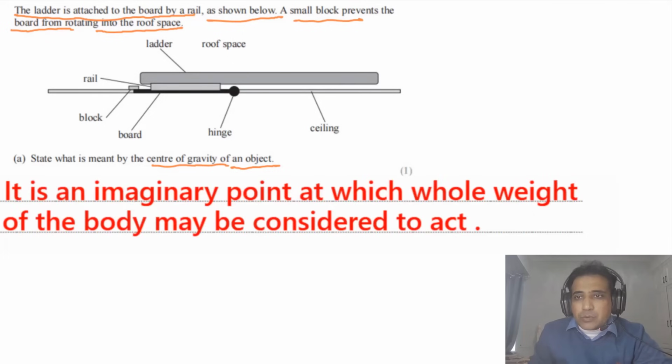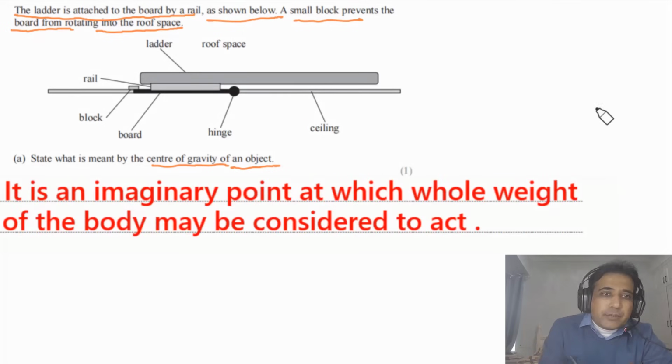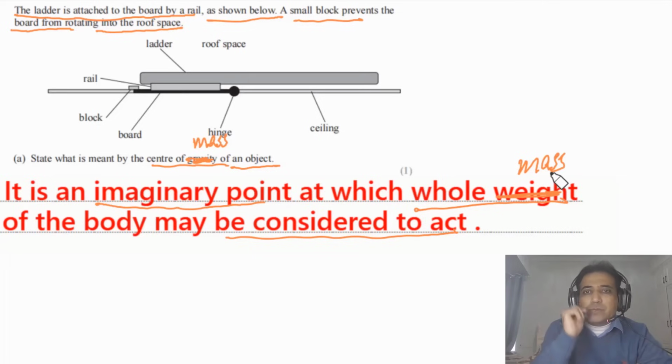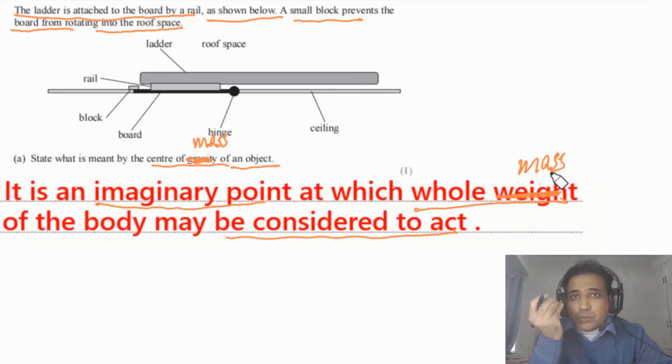This is how you can write down the answer. In your final exam, you can simply say it is an imaginary point at which the whole weight of the body may be considered to act. If they ask you what is center of mass, we can simply replace the weight with mass. Center of mass and center of gravity play a very important role in design. When we design something, these two points are very important to consider. So we need to consider the center of mass of the object when we design any structure.